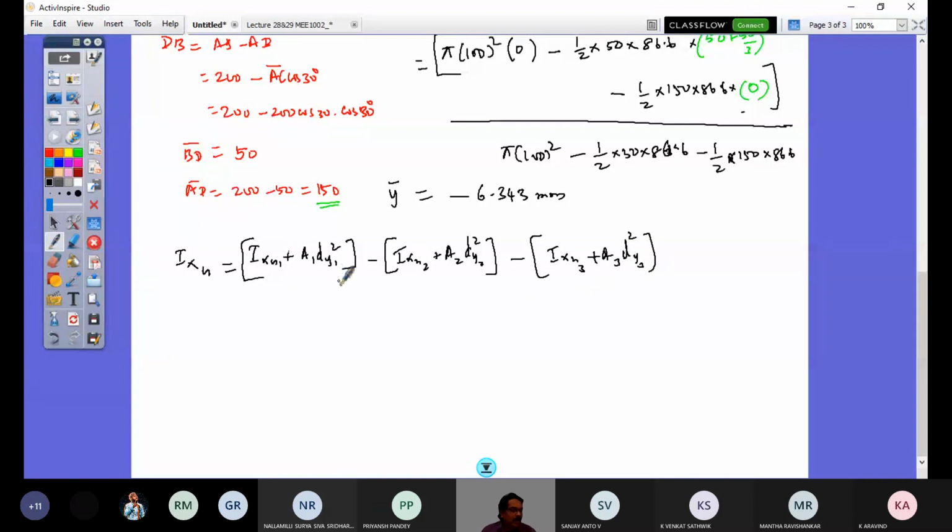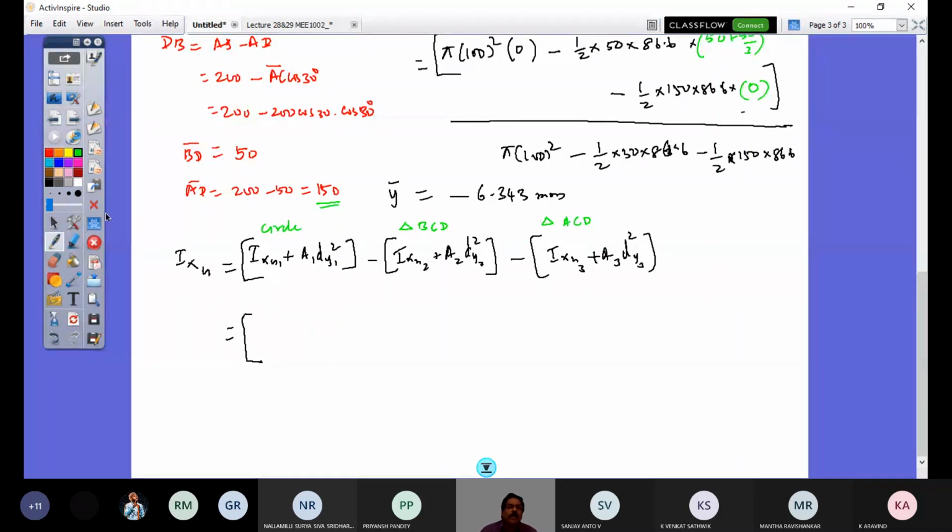So this is the formula where I have to substitute the values. When I substitute, if you do not follow any of that, please ask me. So Ixg1, what is that? This is for the circle. And this one is for triangle BCD. And this is for triangle ACD, right? Okay, so these two triangles are right angle triangles.